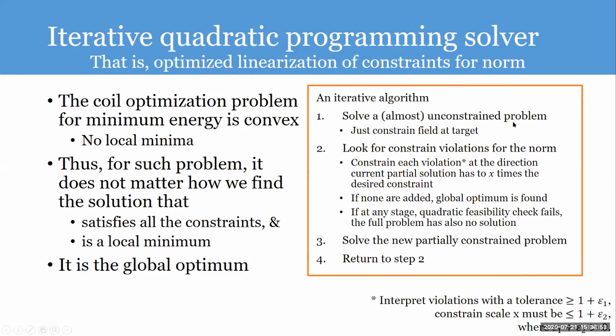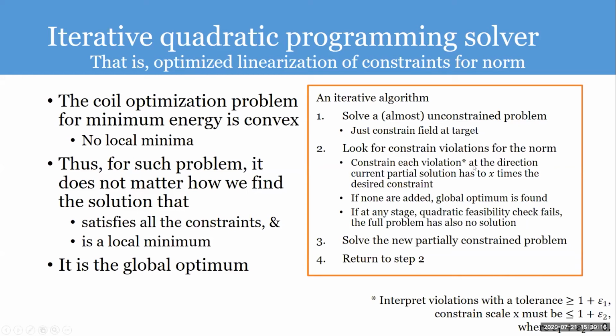So start with an unconstrained problem or almost unconstrained problem, just constrain the first constraint that you need, the only equality constraint of the problem, solve it, find all violations, for each violation, constrain with exactly one constraint. Question?